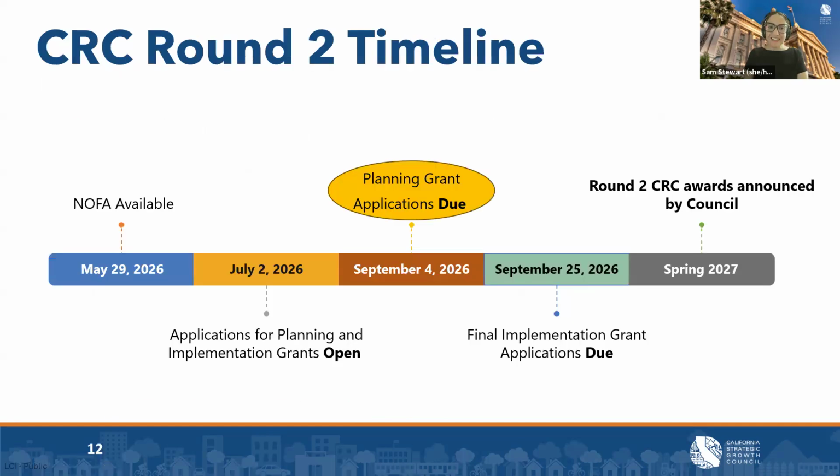To summarize the CRC Round 2 application timeline, our NOFA was released on May 29th, 2026. The CRC applications for both planning and implementation grants opened on July 2nd. Planning grant applications will be due on September 4th, and implementation grant applications will be due on September 25th. The Strategic Growth Council plans to announce the successful Round 2 grantees in 2026.